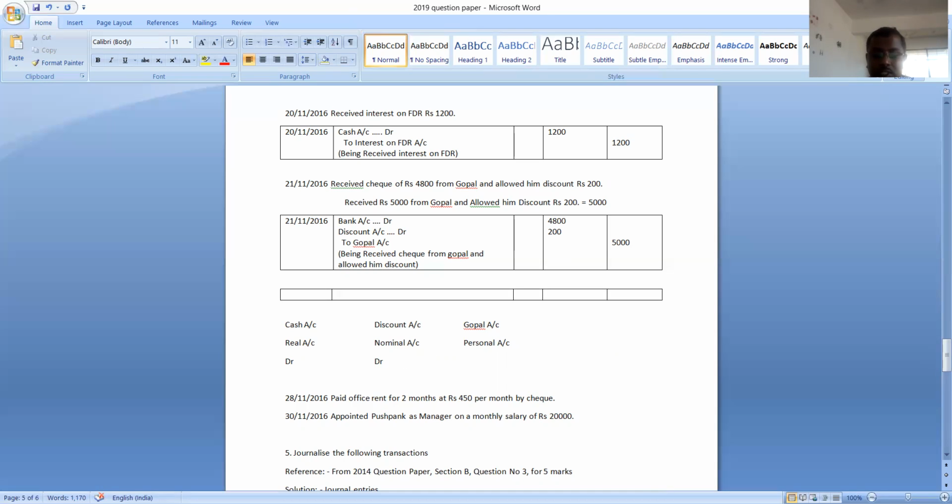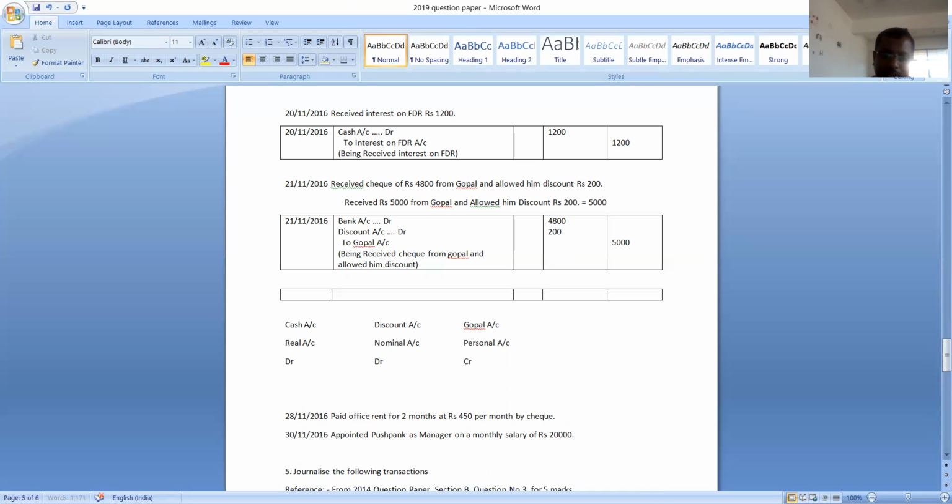Then Gopal, he is the giver. As per the personal account rule, debit is the receiver and credit is the giver. So here Gopal is the giver, so Gopal's account should be credited. Yes. Okay. Now concentrate properly.